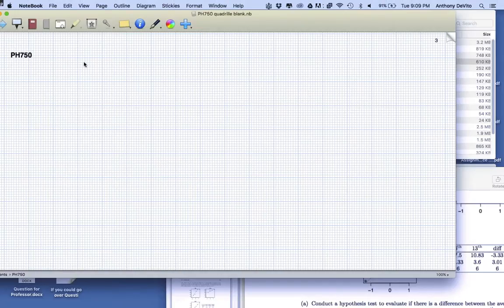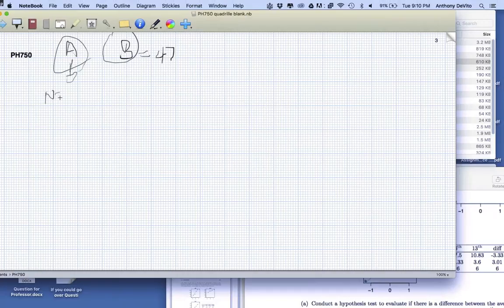Okay, and I'm going to say to myself, okay, I've got two populations I want to compare, population A and population B. Now I know that the mean of population B is equal to 47. I don't know what the mean of population A is equal to. However, I take a sample of size 100 and I find that X bar for that sample is equal to 50. And I find the standard deviation of those 100 values is equal to 10.